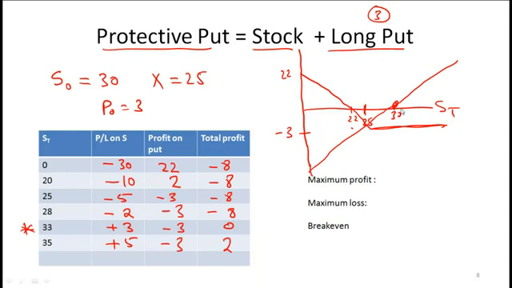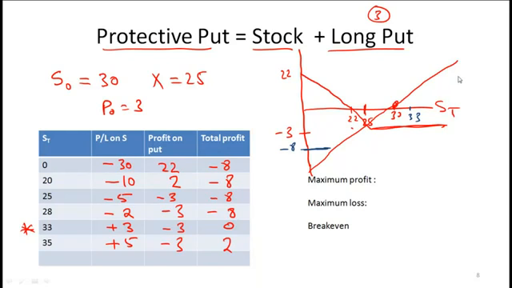If the stock ends up above 30, that means we are making money on the stock. If the stock is below 30, then we are losing money on the stock. And now the payoff for the protective put. When the stock price is 0, notice that our profit is minus 8. So we have a lower limit of minus 8. Our break-even point is 33. So when the stock price is 33, that's when we break even.